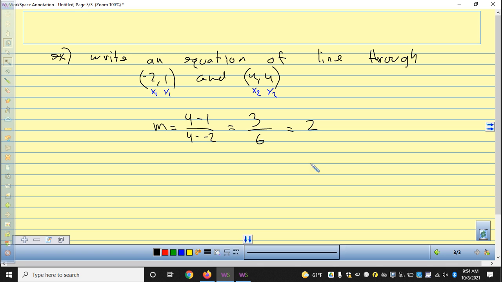So there's my slope. To write my equation, I can pick either point. So I'll pick this first one. y minus blank equals the slope times x minus blank. I'm going to fill in the blank with the x and the y from this first point. y1, y minus 1, x1, x minus negative 2.